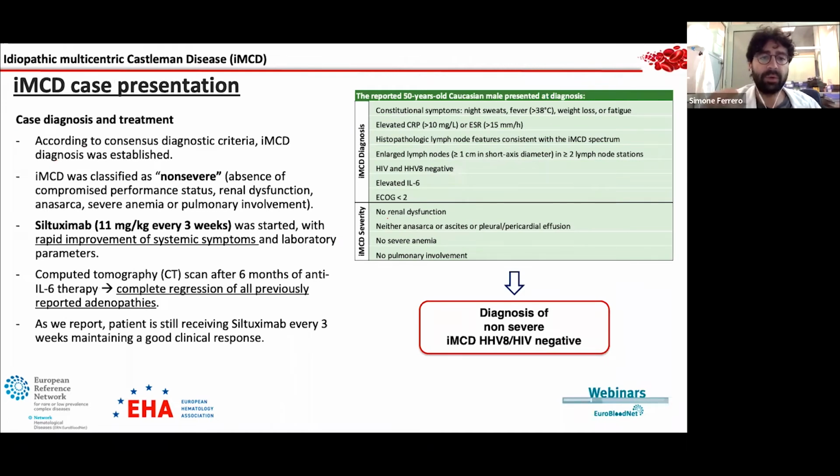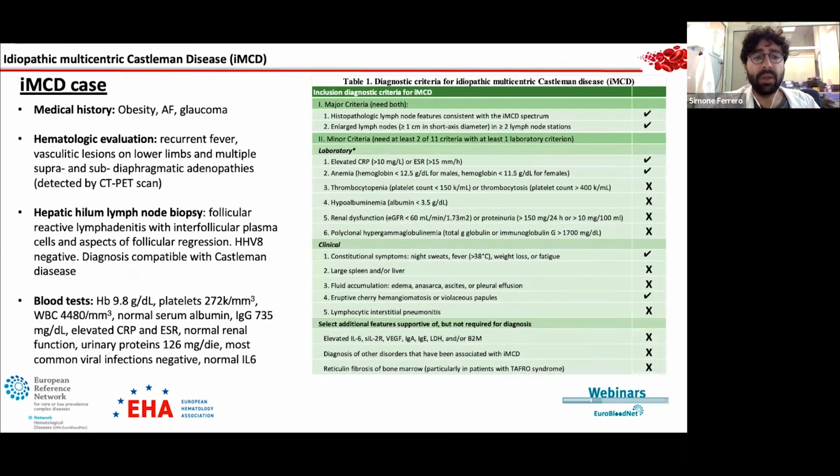Finally, we can go back to the first case that I presented at the beginning. The patient was diagnosed with IMCD, non-severe form. He was treated with siltuximab, and just after the first dose, he experienced a rapid improvement of systemic symptoms and of laboratory parameters, while to see a complete response in the adenopathies, we had to wait 6 months after the treatment start. As we report, the patient is still receiving siltuximab every 3 weeks, and he maintained a good clinical response.